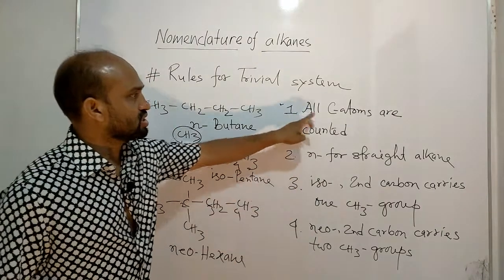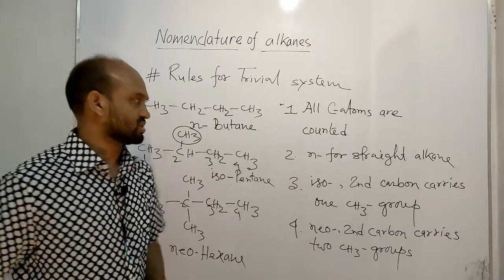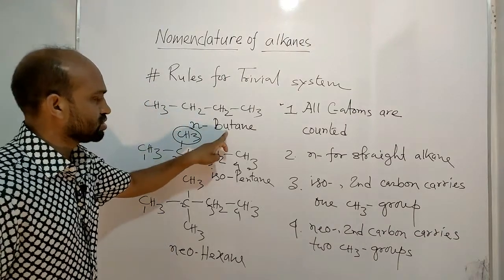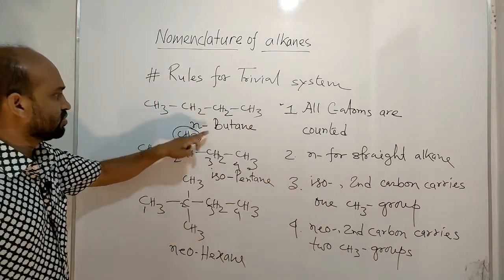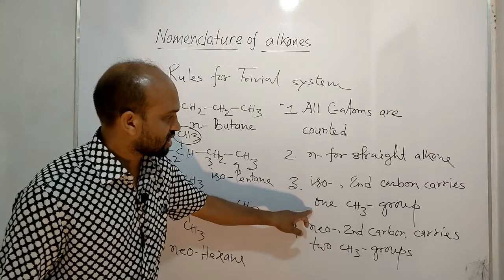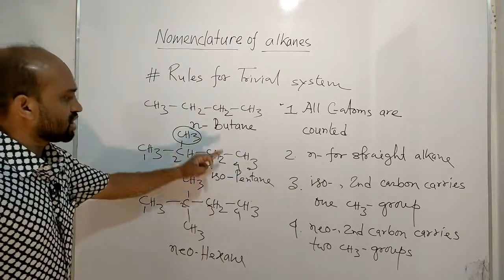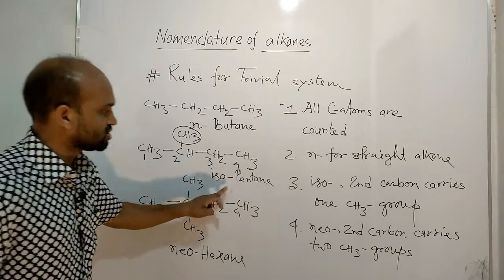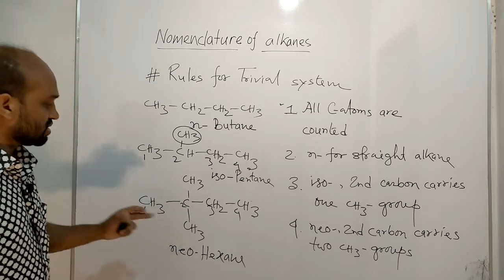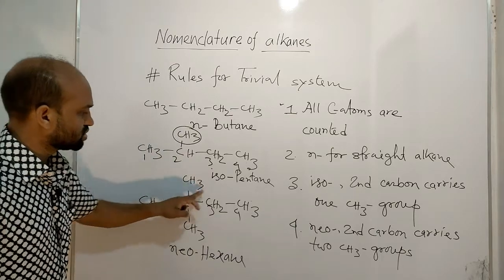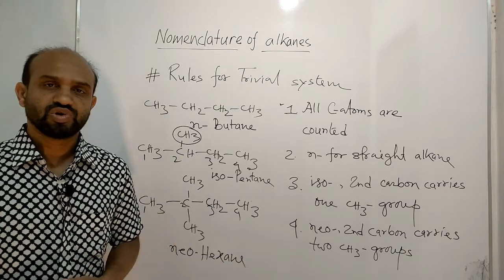Now let's see again, all the carbon atoms are counted to get the word root, that is pent, hex or hept like this. So here 4 carbon atoms, so but, alkane, butane. For straight chain alkane n is used, so this is n-butane. When the second carbon carries 1 methyl group, then iso is used. Here the second carbon carries 1 methyl group, so iso, and total carbon atoms are 5, so this is isopentane. If the second carbon carries 2 methyl groups, then neo is used as prefix, and then all the carbon atoms are counted. Here 1, 2, 3, 4, 5, 6, so it is neohexane. My dear students, let's move on to the next point.